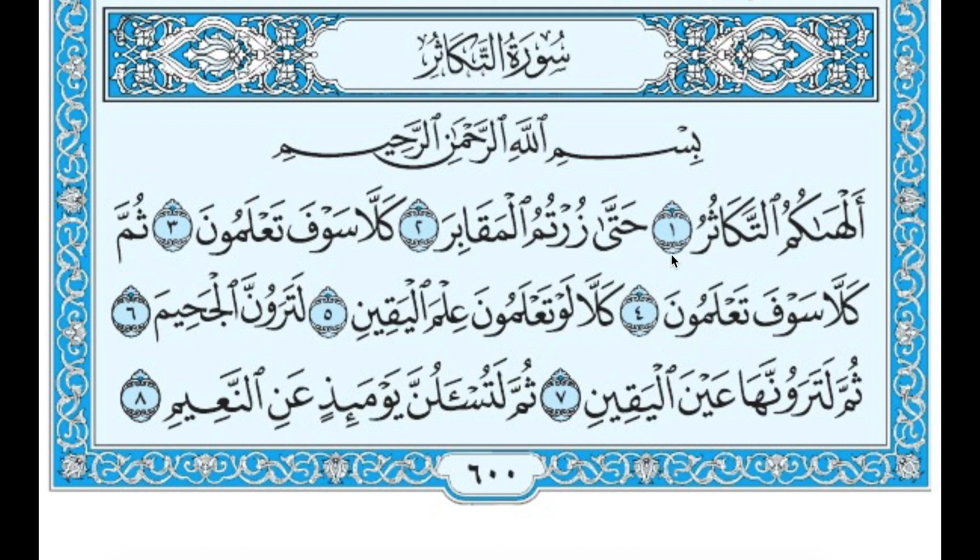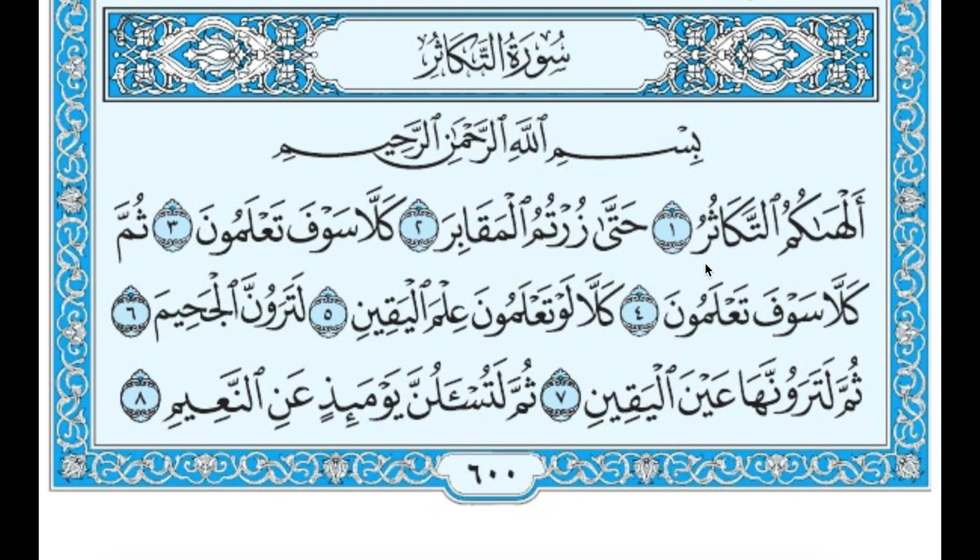Hatta, here's the letter ha, ta, and then your alif maqsura. Zurtum, zain, ra, ta, and mim, which we're covering next lesson. Hatta zurtum, until you visited al-maqabir. Here's your qaf. This is what we're looking for. Al-maqabir.